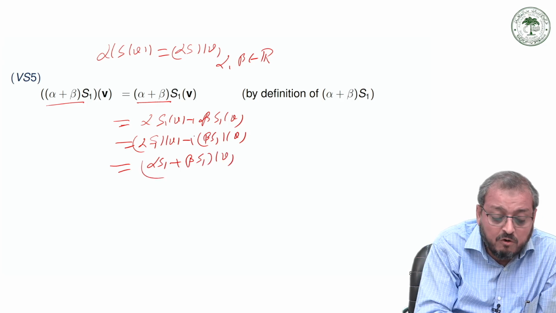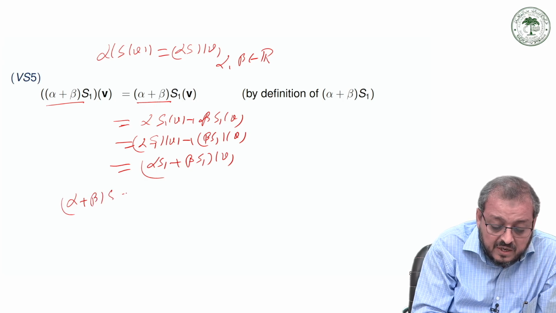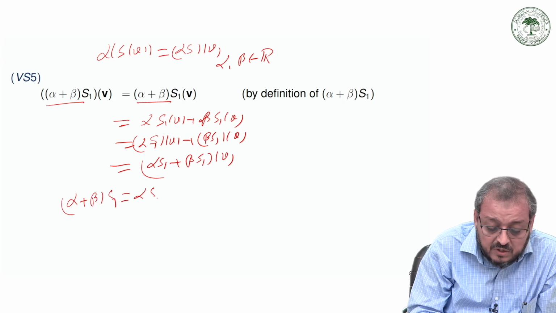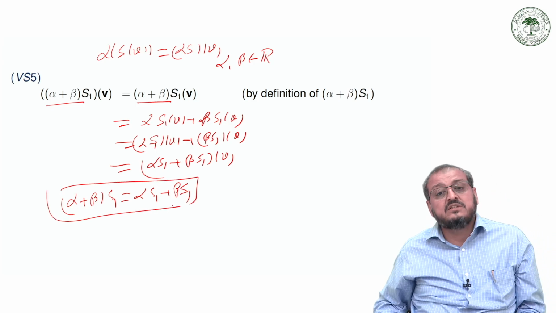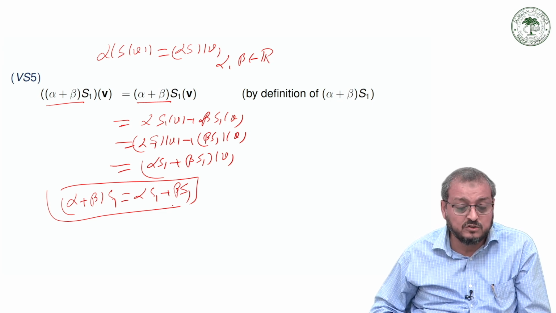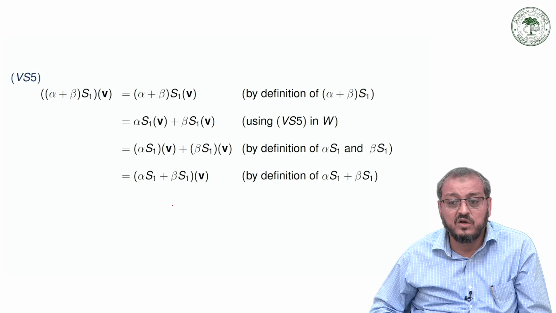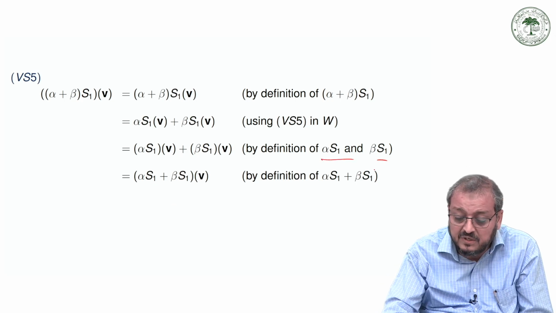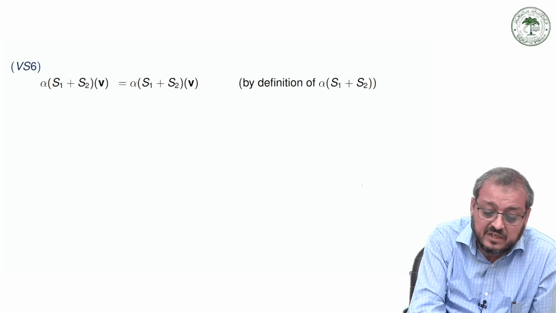This is true for all V, so we can say that alpha plus beta times S1 is equal to alpha S1 plus beta S1. So this satisfies the distributive property also. So V5 also satisfies the vector space conditions. Now we just write this into the definition of alpha plus beta, and then write it in this form.